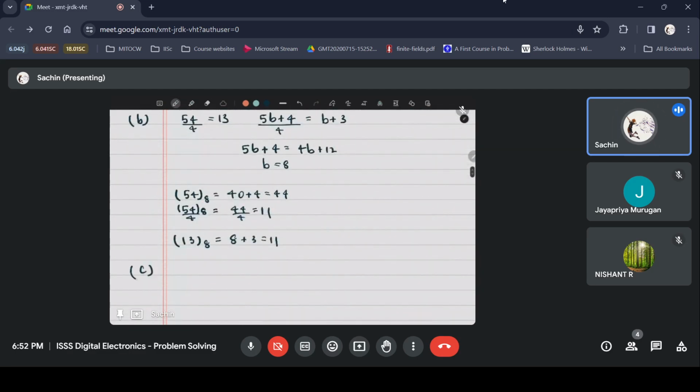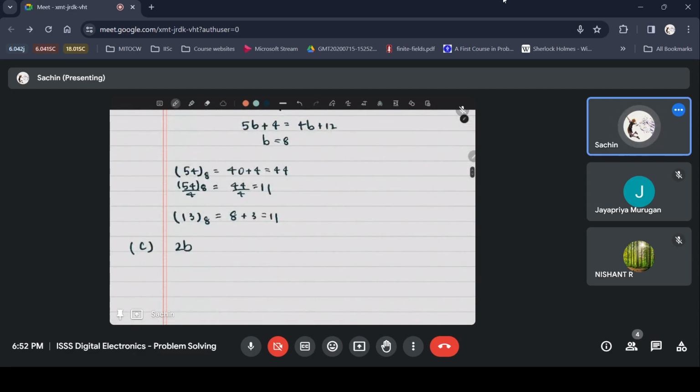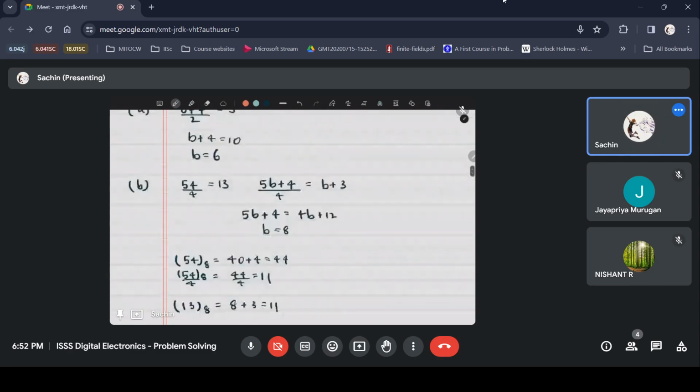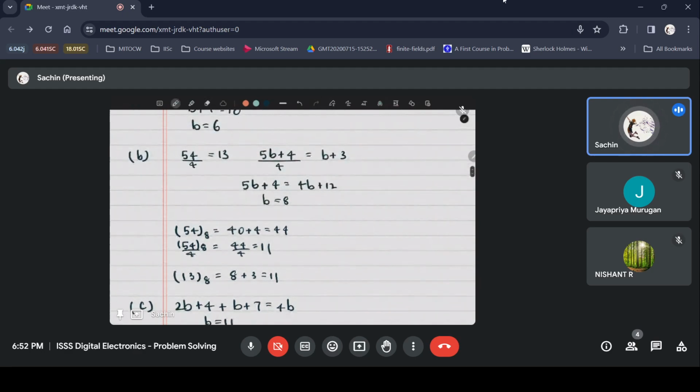Similarly, part C: 24 plus 17. 24 is 2b plus 4, 17 is b plus 7, which is equal to 40, which is 4b. This will give you b is equal to 11. So the numbers are in base 11.